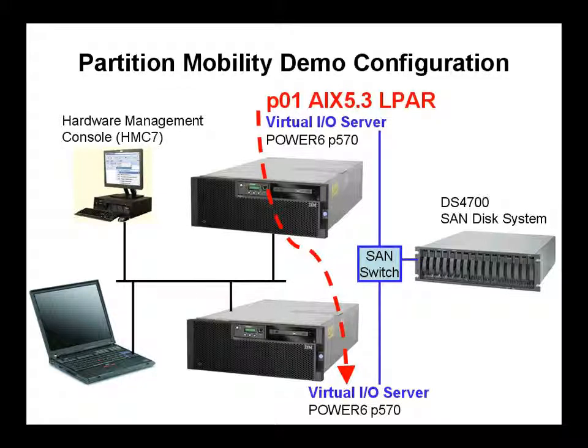This is the configuration of the machines that we're going to use in this demonstration. On the right hand side we have a DS4700 supplying us with a LUN via the SAN switch. This LUN is available to the virtual I/O server on both machines, and the virtual I/O server will present this as a virtual disk to the logical partitions that it's hosting. In this case we have a partition called P01 and it's running AIX 5.3 maintenance level 7.